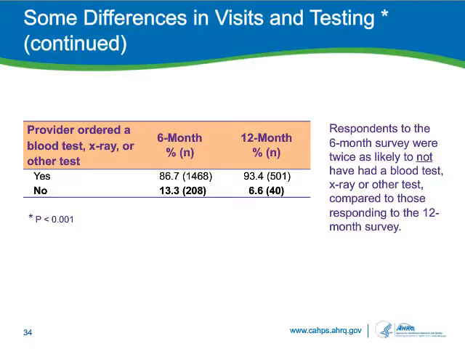What that also means is that if you have a longer time window, there's a greater opportunity for an event of having a blood test, X-ray, or other tests to occur in the 12-month survey.